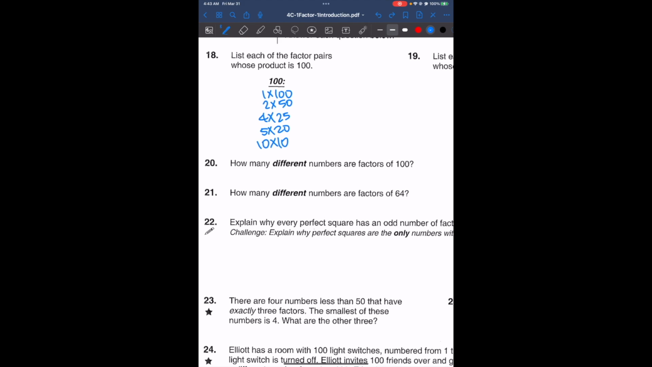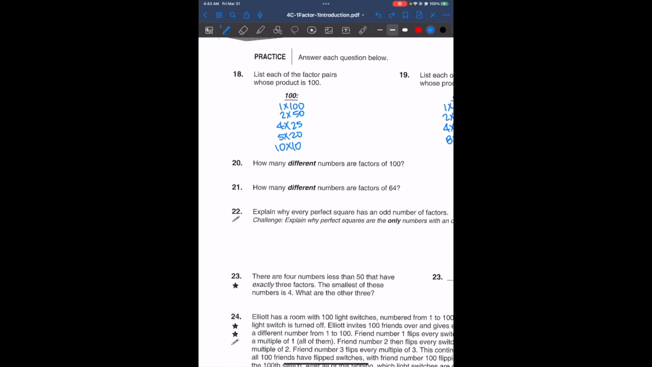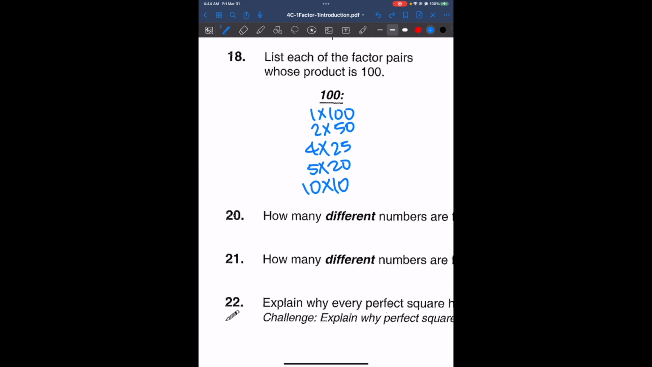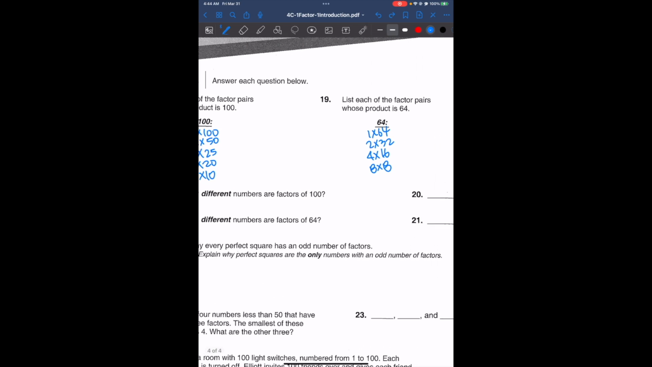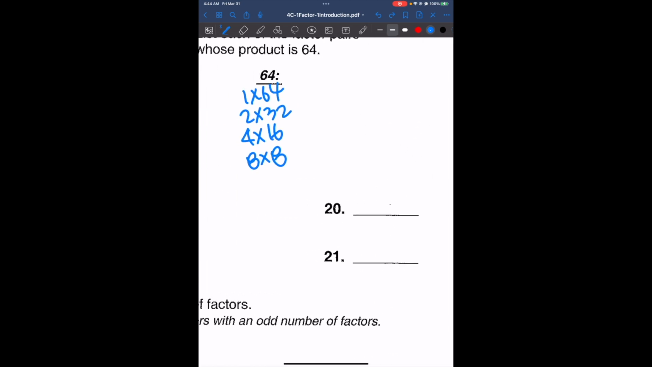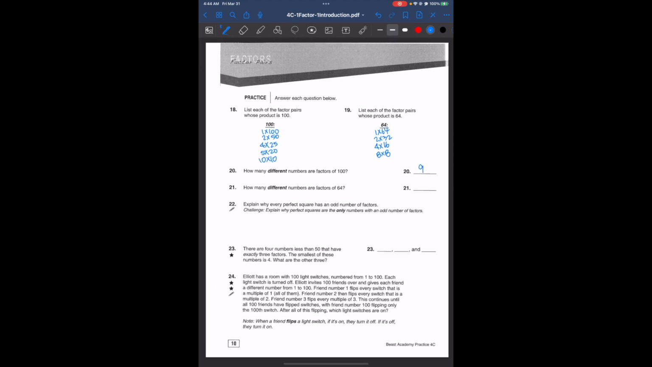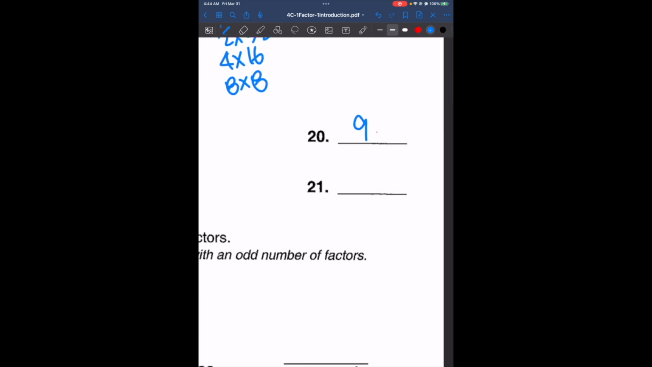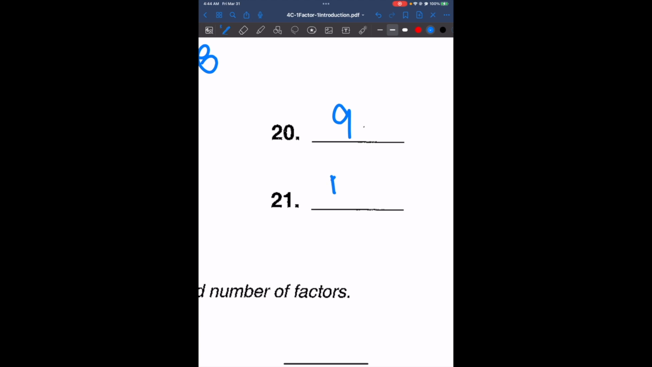Now for 20, it says how many different numbers are factors of 100. Again, same thing, 10 and 10. The 10 can only be counted once, so we say that there are 9 different factors of 100. Now for 64, same thing, we say 7 different factors of 64.